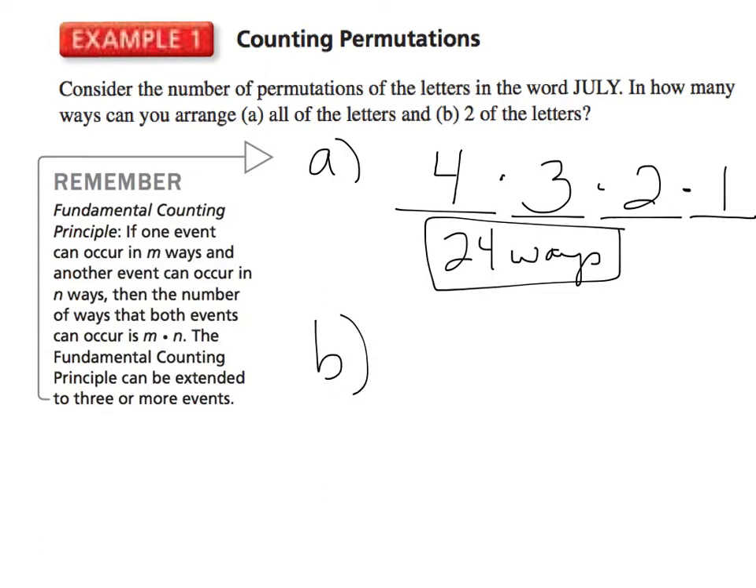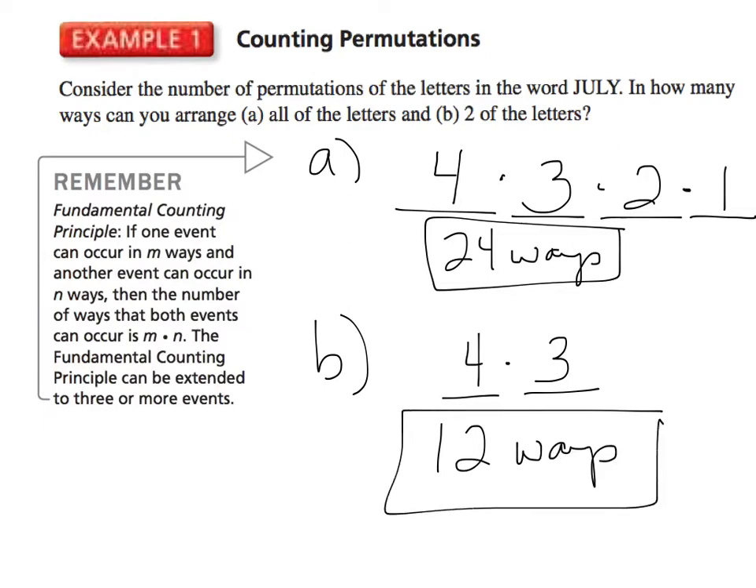In B, I just want the first 2 letters. So that's going to be only 2 spaces. Well, there's still 4 to choose from and then 3. So then there's 12 ways to arrange 2 of the letters in July.